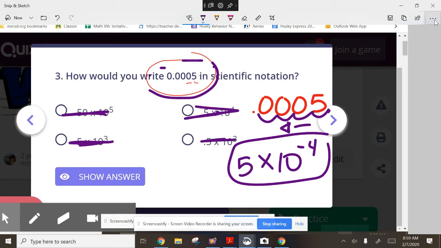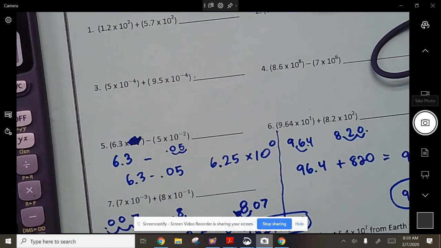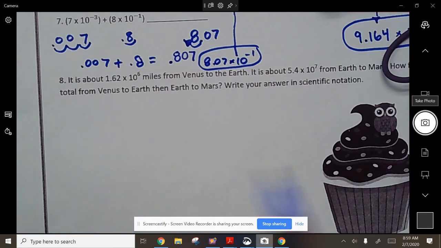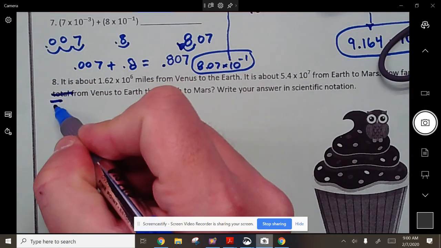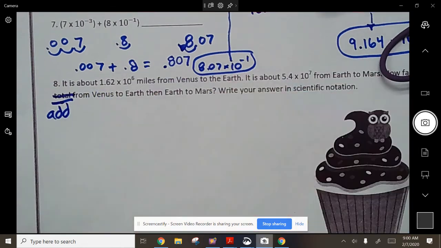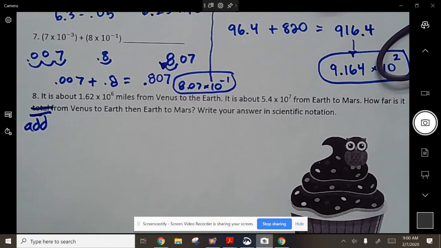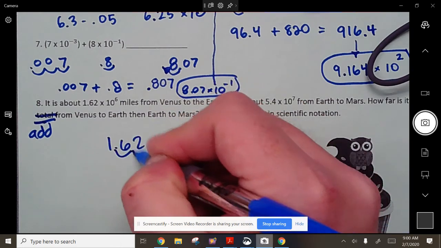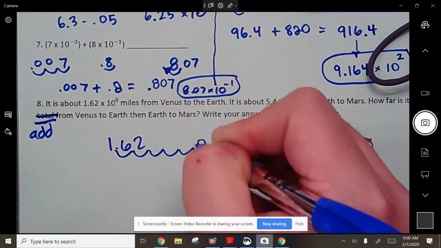All right, let's go back to the sheet. I want to go over one more problem. So on this last part, where it says, I crossed this out and I said, it's going to be add. Okay, so you're going to add these two together. So you're going to go 1.62, 1, 2, 3, 4, 5, 6.